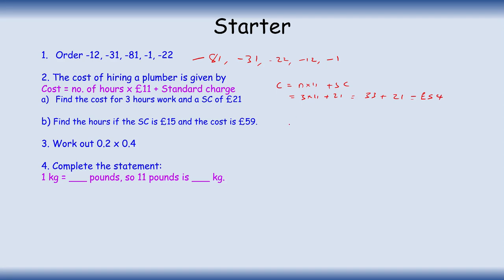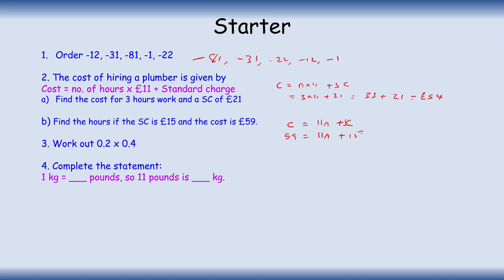In part B, the formula is the same. N times 11 is the same thing as 11n plus the standing charge. They give us a cost this time, which is 59. That's going to be equal to 11n, where we don't know what n is, the number of hours, plus a standing charge of 15.